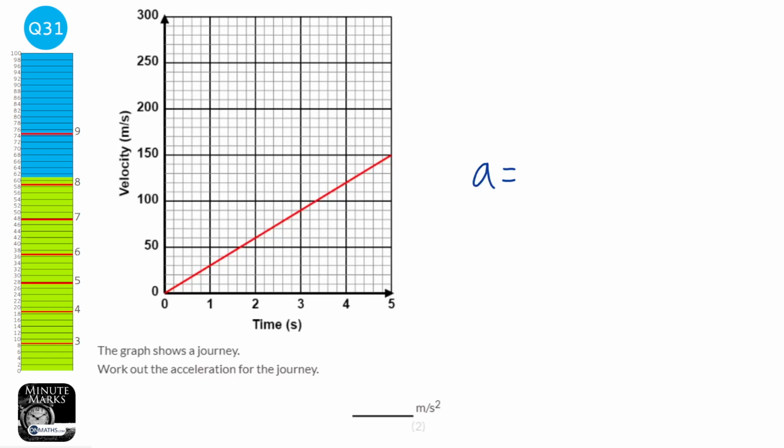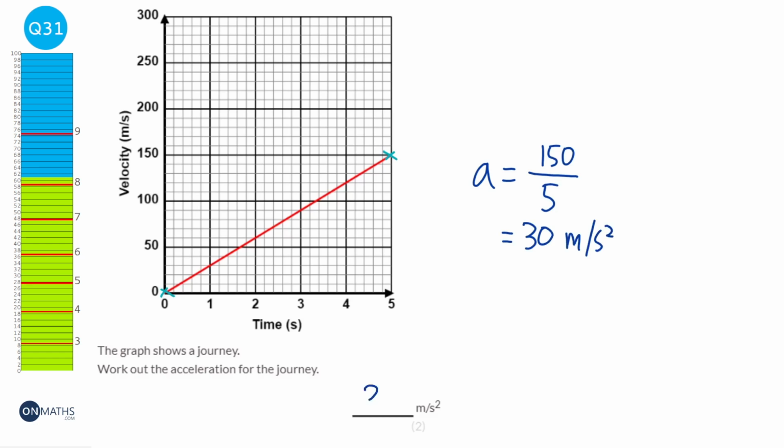Acceleration is change in velocity over change in time. So change in velocity, where it starts at 0 and goes up to 150, so that would be 150, over the change in times. Well, the time starts at 0 and goes up to 5, so that's 5. And so 150 divided by 5 is 30. The velocity is in meters per second, the time's in seconds, so the units will be meters per second squared. So it's 30 meters per second squared.